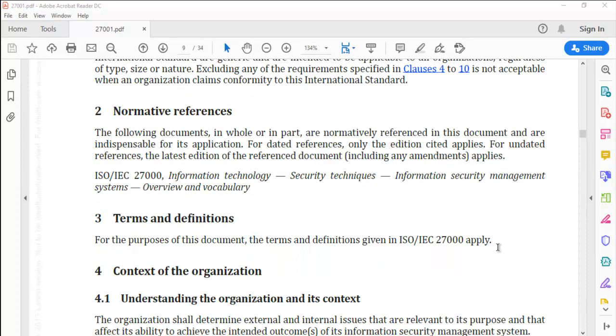Clause number 3 is pretty much a one-liner. Terms and definitions. For the purpose of this document, the term and definition given in ISO IEC 27000 applies. So should you find any term defined in ISO 27000, that is what is applicable as the definition of any term as used in information security management system. That is what this clause means.